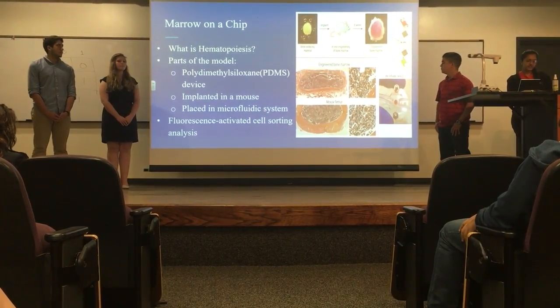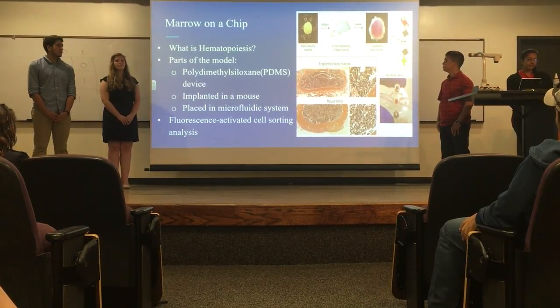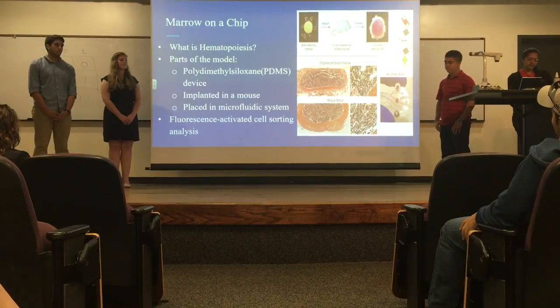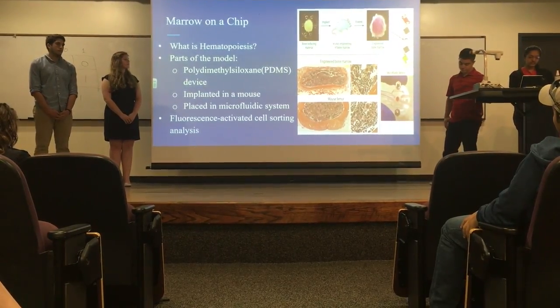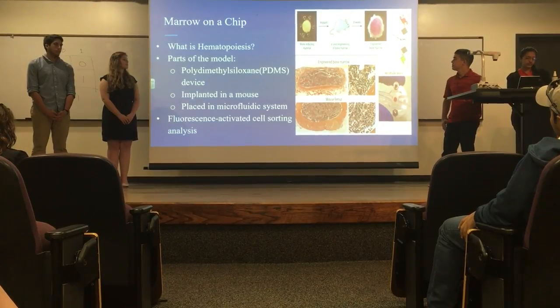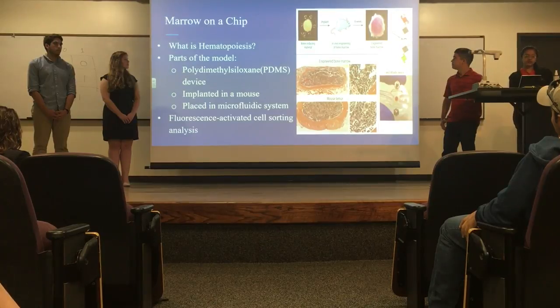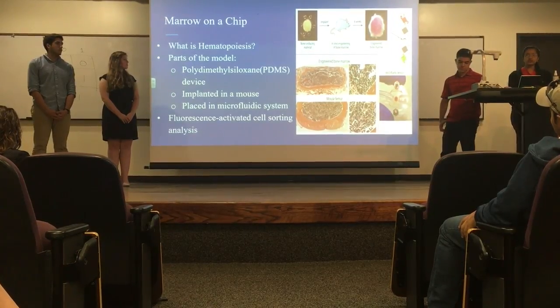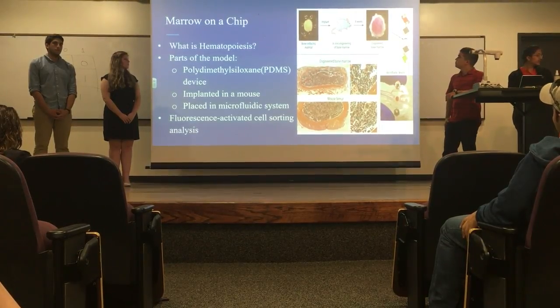Then fluorescence activated cell sorting analysis illustrated that the engineered marrow had a hematopoietic niche similar to natural marrow. As a result, and not only this, because the model produced living bone network identical to natural bone, the bone marrow on a chip will be used as a tool to study bone matrix remodeling in the future.